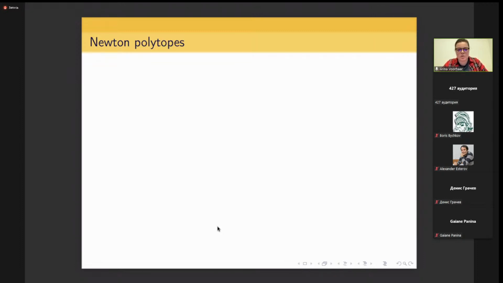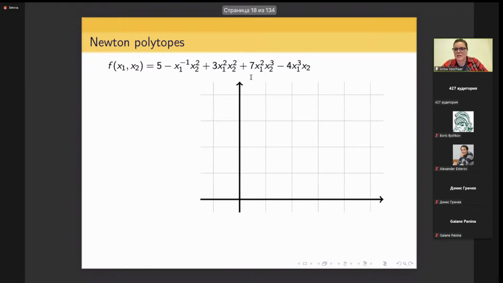Let me show you an example so that you understand what it is. So now what you hopefully see on the slide is a polynomial in two variables. In general, we will talk about Laurent polynomials, so the degrees of the monomials are allowed to be negative as well. What I can do next is take an integer lattice, which has the same dimension as the number of variables. And on that lattice, I can mark a point for every monomial present in my polynomial, the corresponding degree of the monomial.